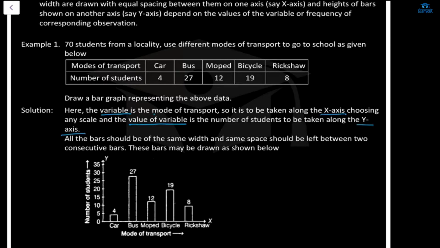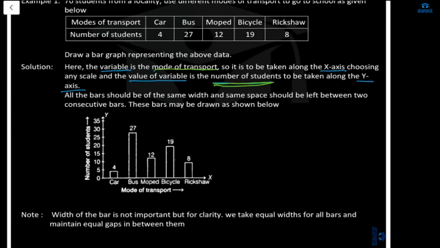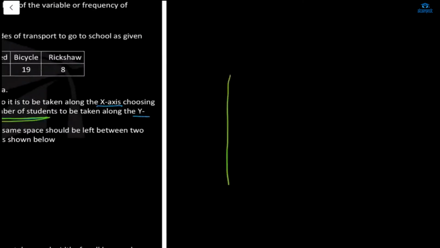Here the number of students is the value of the variable, and the variable is the mode of transport. Because we are discussing the mode, these are the variables, and the value is denoted by the y-axis. If you are going to draw the graph, always remember to put the same distance between 2 bars. You will generally draw this on a graph paper. When drawing it on a graph paper, for every centimeter you can take 1 centimeter, 2, 3, 4, 5, 6.